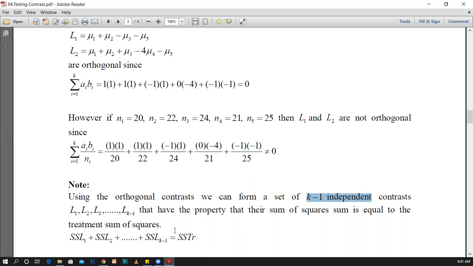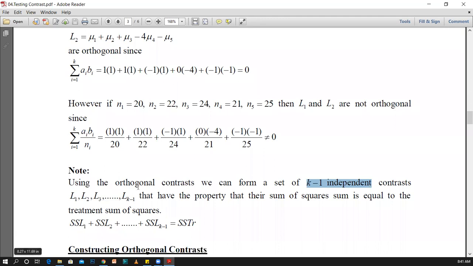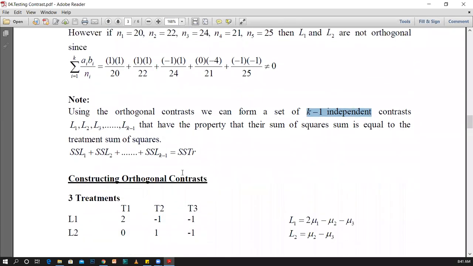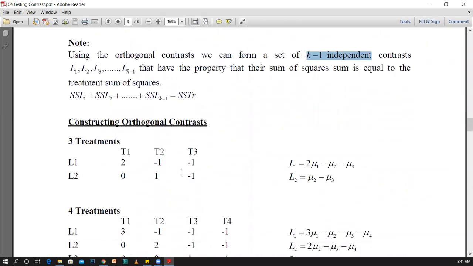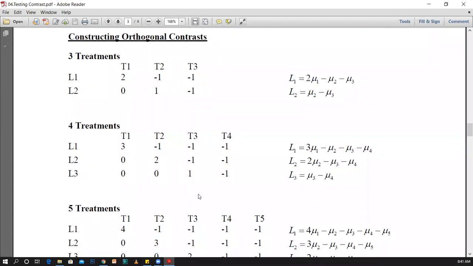We can show it using an Anova table also. If we have k populations, then the maximum number of independent orthogonal contrasts that you can have is k minus 1. If you sum up the square sums of these k minus 1 independent contrasts, then this value should be equal to the treatment sum of squares. And now we will see how we can construct the orthogonal contrasts. There are many ways that we can define them, but this is one method that we can easily use to identify the orthogonal contrasts.